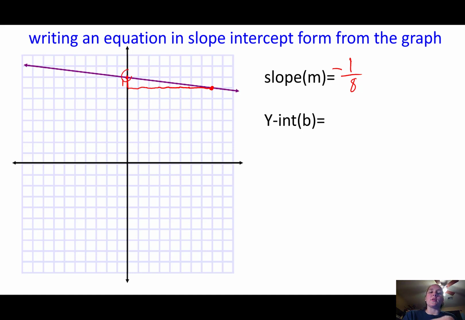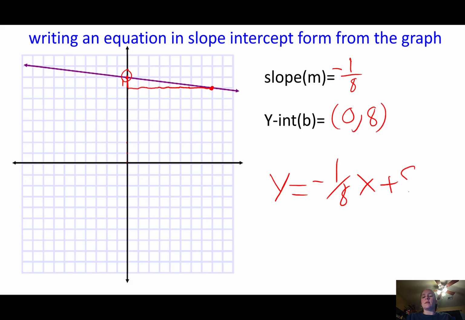Y-intercept, remember that's where we cross the y-axis. So I go a y-intercept of 8. So we got the point (0, 8). So my equation is going to be y equals negative 1/8 x plus 8. All right, that's all I have for this one.